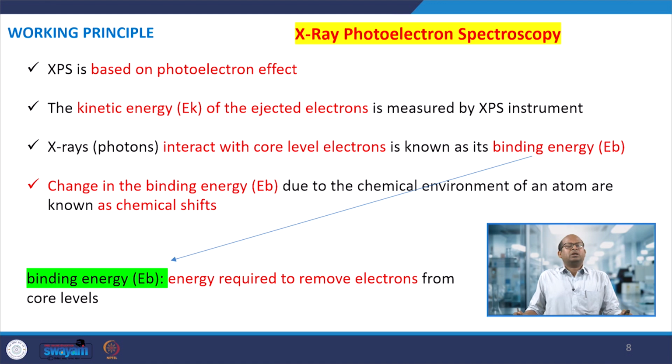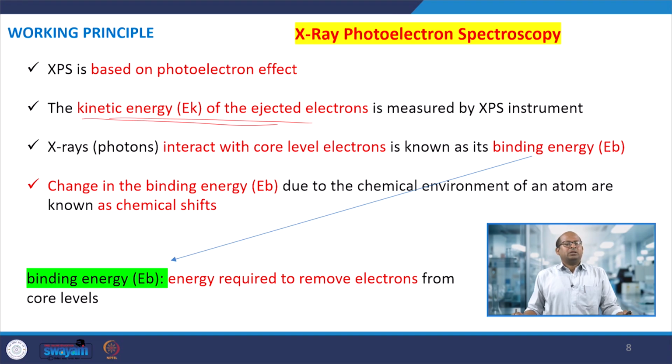So, how does it work? XPS is based on the photoelectric effect. When we shine X-rays on a particular material, there is a possibility of electrons being ejected from the material, and those electrons must have a kinetic energy. When the X-ray falls on the material, electrons are ejected, and the kinetic energy of those ejected electrons we can measure with the help of the XPS instrument. Basically, the equipment measures the kinetic energy.